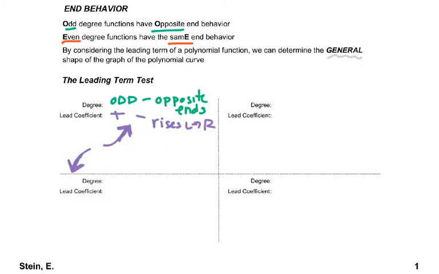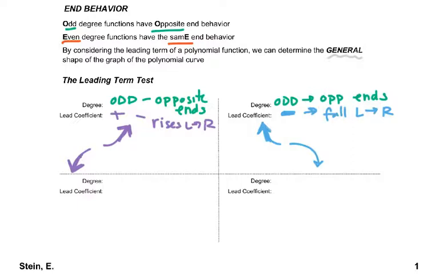So similarly, if we had odd, which tells us opposite ends, and we give it a negative leading coefficient. So negative is going to let us know it's going down or it will fall from left to right. So we're going to start high, positive infinity, and we're going to end low, negative infinity.